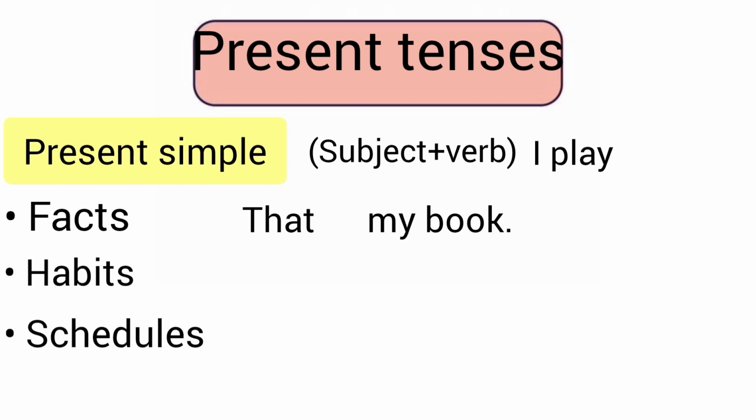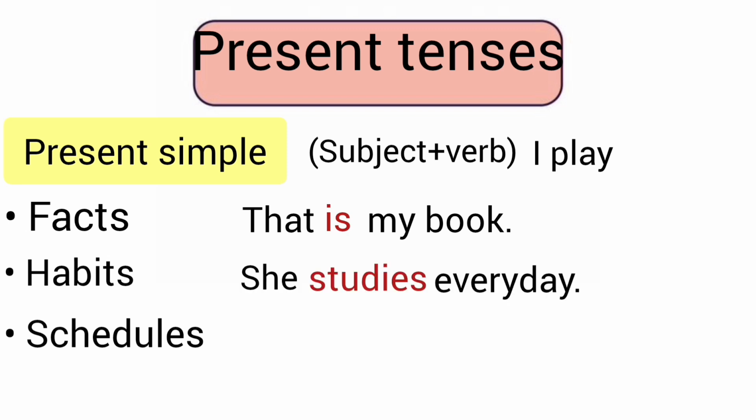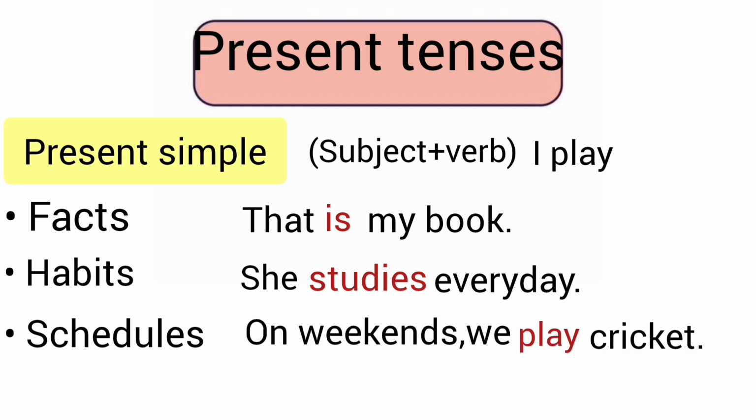For example, that is my book. Fact. She studies every day. Habit. On weekends we play cricket. Schedule. Other examples: I sleep, I go. So this is a very common tense in English.